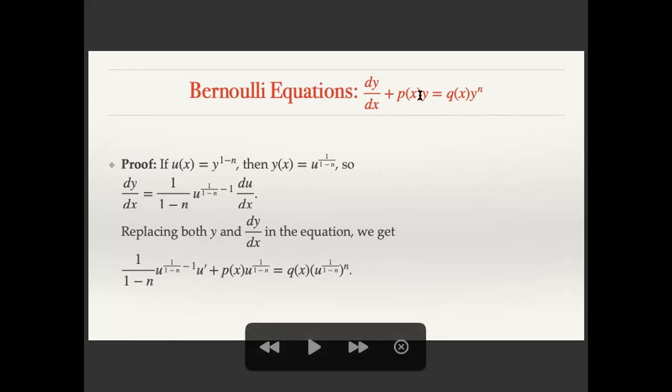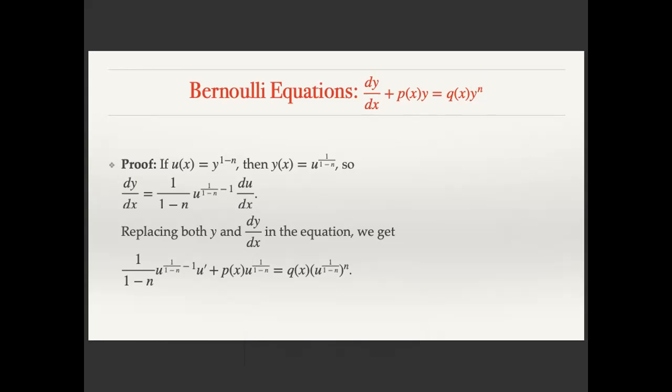Let's check in general. If we plug in y is constantly 0 in the equation, then p of x times y is 0. Y prime is also 0 because the derivative of a constant function is 0. And q of x times y to the n, well, there it depends.